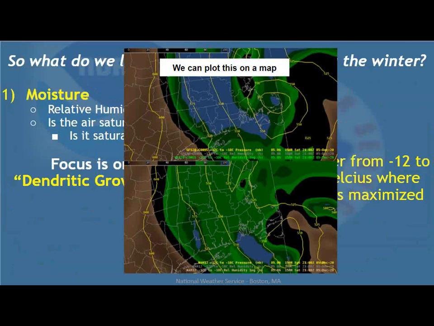So this is an example of a model showing relative humidity within the dendritic growth zone. And you can see the blue is, I believe, 90 to 100% saturation. So this is where the best moisture is, comparing the NAM to the GFS. So we're comparing those two models.